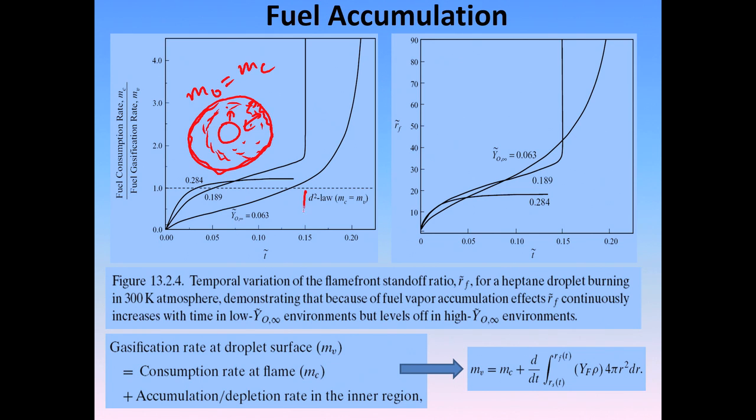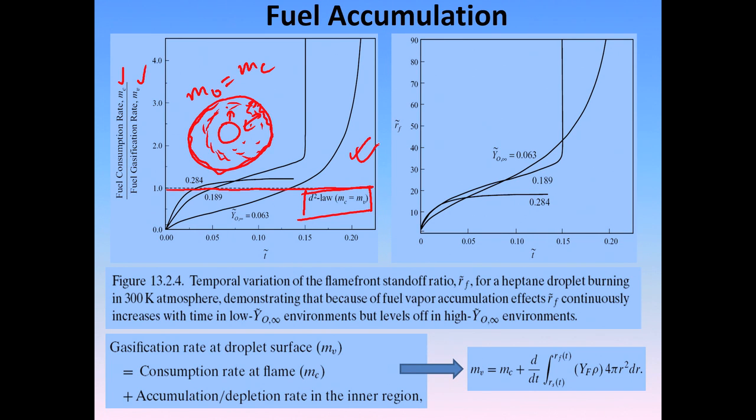The d square law assumes that there is no accumulation. So, if I divide mc by mv, the straight line at 1 is basically your d square law. But what you see here is very interesting. Let us not look at this part of the plot, the second one.